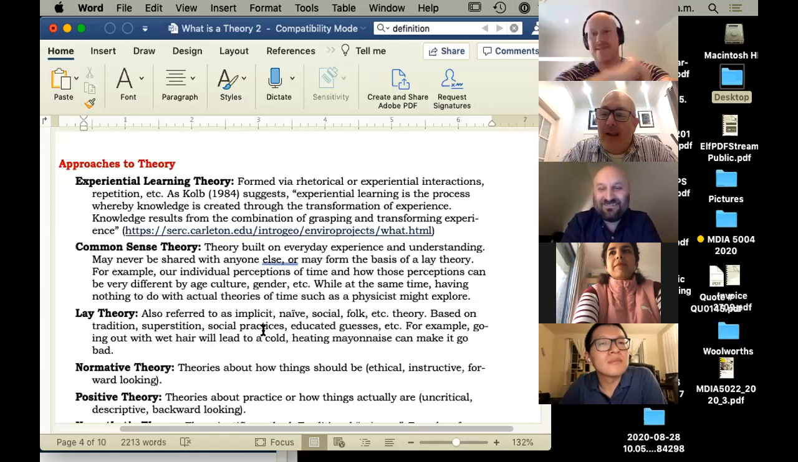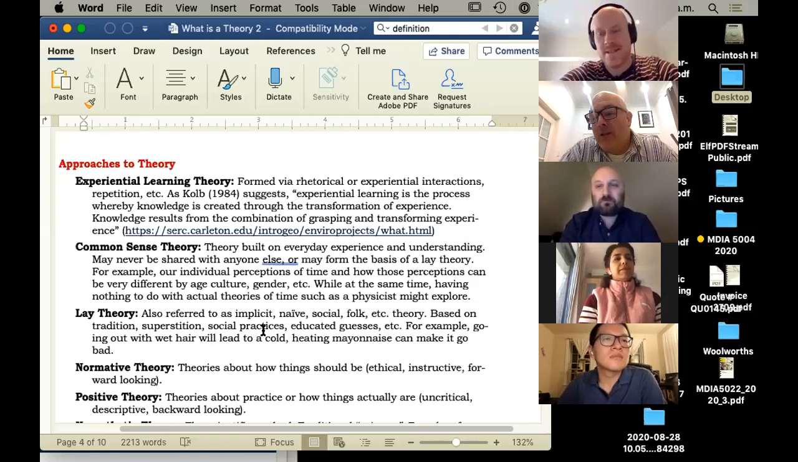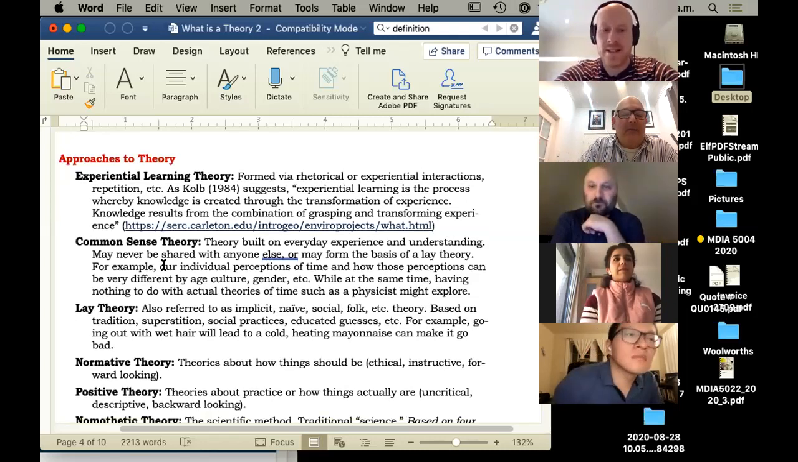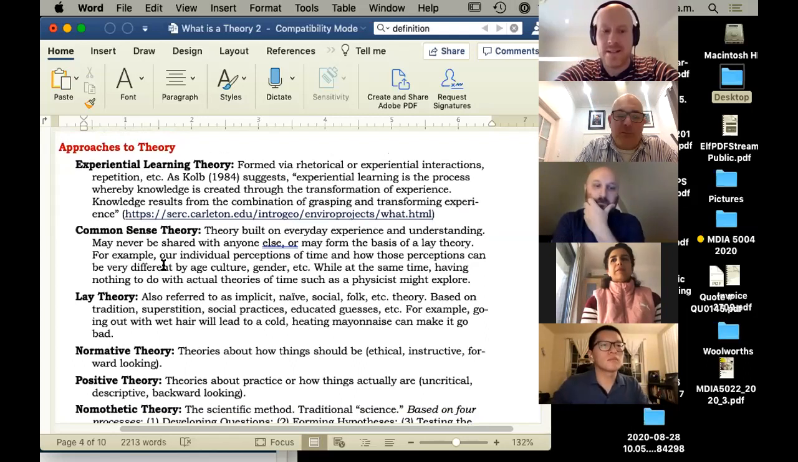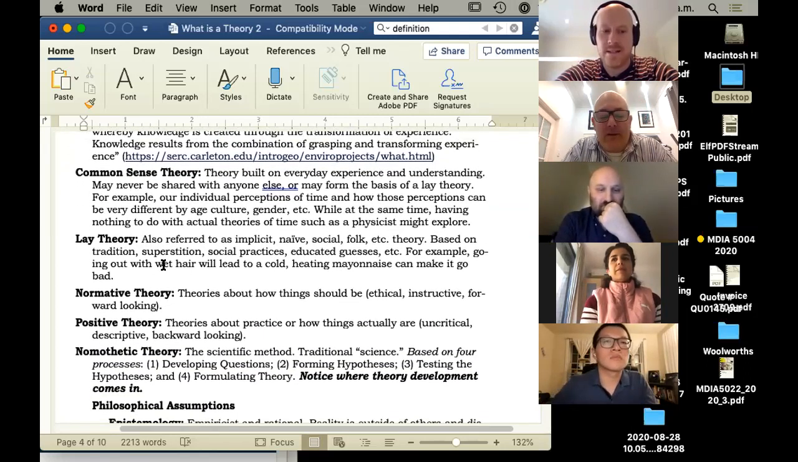But the lay theory just comes from something that emerges that then gets passed along to somebody else. And you could study lay theories. It's not that there's anything wrong with lay theories. They aren't necessarily as precise, but we've got lay theories. We've got normative theory. And normative theories, as we think we know in public relations, we've talked for years about normative theories and positive theory.